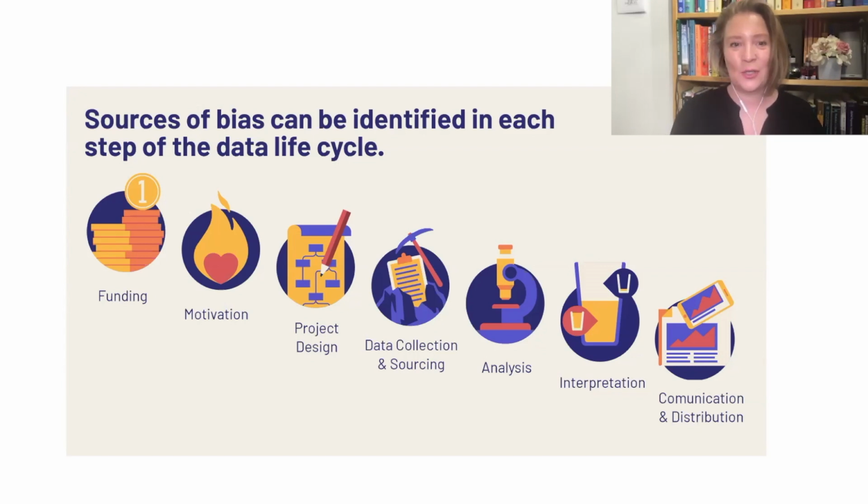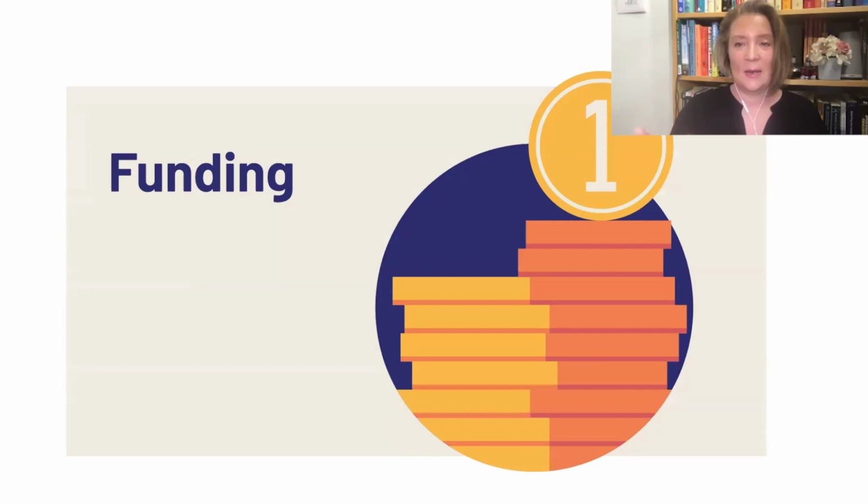Hi, welcome back to video number 2 in our module where we're talking about the 7-step data equity framework and how you can harness the power of this framework to improve the equity and ethics in your data journalism work. So there are 7 steps in this data lifecycle, and that starts from funding and goes all the way through communication and distribution. So the first step is funding.